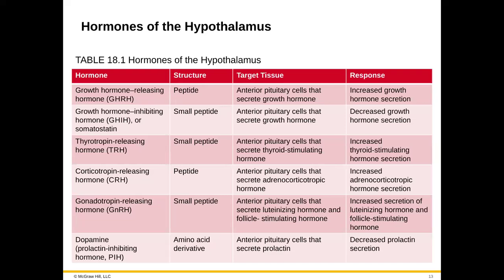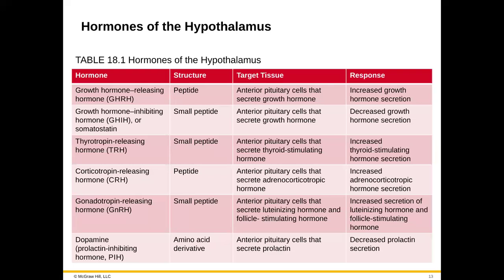So then we have thyrotropin releasing hormone. This is also a small peptide hormone. This is going to act on the pituitary cells responsible for secreting thyroid stimulating hormone. What's going to happen here is this TRH is going to lead to increased thyroid stimulating hormone secretion. And then we have corticotropin releasing hormone, or CRH, yet again another peptide hormone. It's going to act on the anterior pituitary cells that are responsible for secreting adrenocorticotropic hormone. And the response that's going to come from this is an increased adrenocorticotropic hormone secretion.